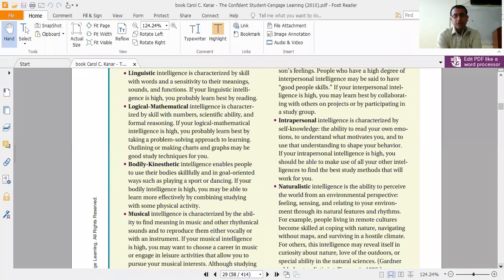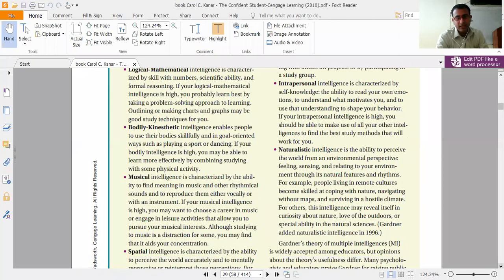Number two is logical mathematical intelligence. It is characterized by skill with numbers, scientific ability, and formal reasoning. If your logical mathematical intelligence is high, you probably learn best by taking a problem solution approach to learning. Outlining or making charts and graphs may be good study techniques for you.